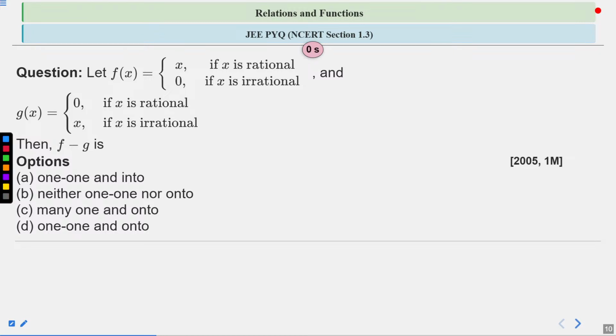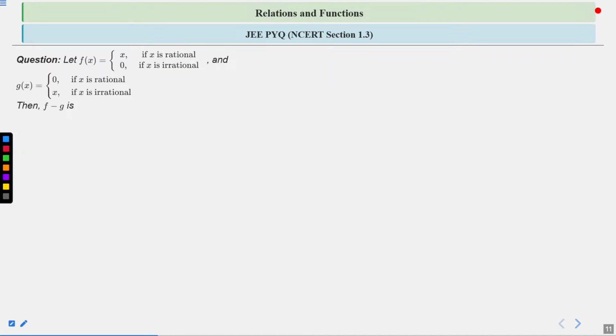Okay, many students said option D. Let us see which option is correct. The question was f(x) is equal to x if x is rational, and f(x) is equal to 0 if x is irrational, right? And g(x) is equal to 0 if x is rational and it is equal to x if x is irrational. Then we have to calculate f minus g. So the correct answer is option D. Yes, option D is right. The function is both one-one and onto. Let us discuss.